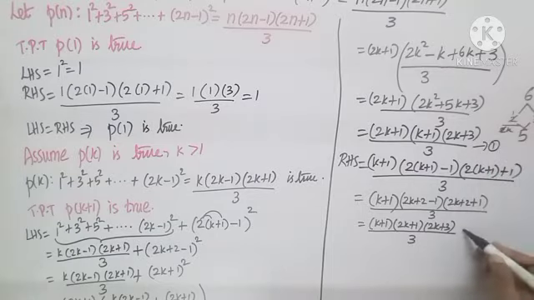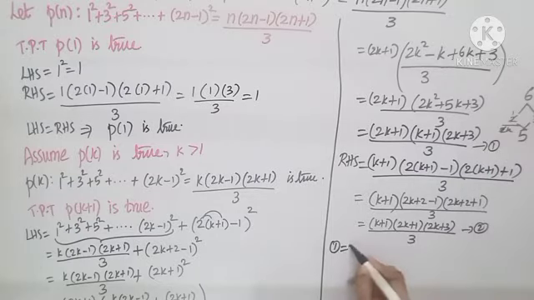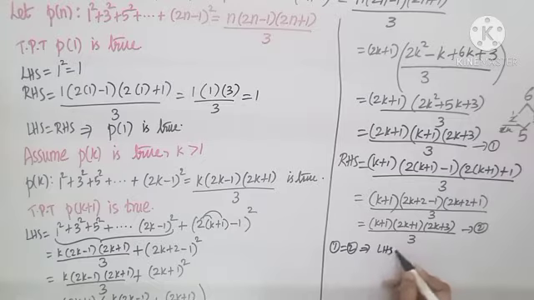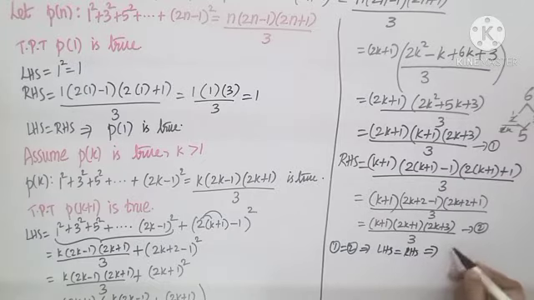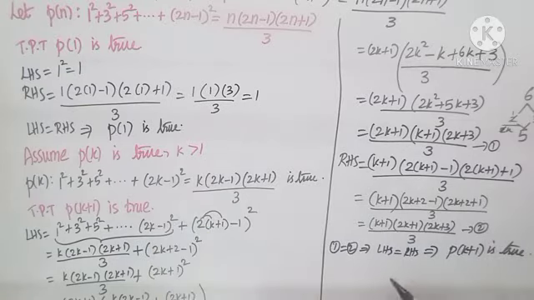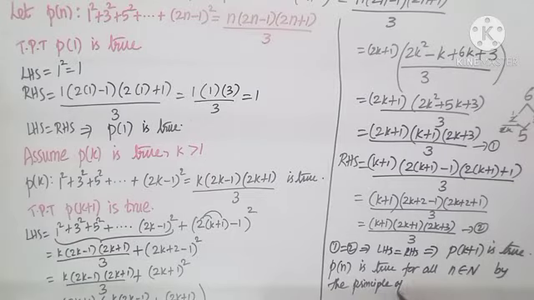Call this as 1 and this as 2. 1 equals 2 implies LHS equals RHS implies P of K plus 1 is true. Since we have assumed P of K and showed that P of K plus 1 is true, we can conclude P of n is true for all natural numbers. For all natural numbers we can write n belongs to capital N, by the principle of mathematical induction, and that is the answer.